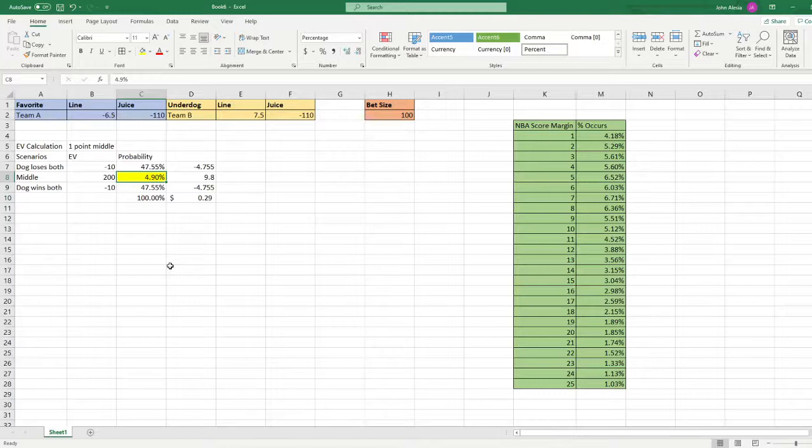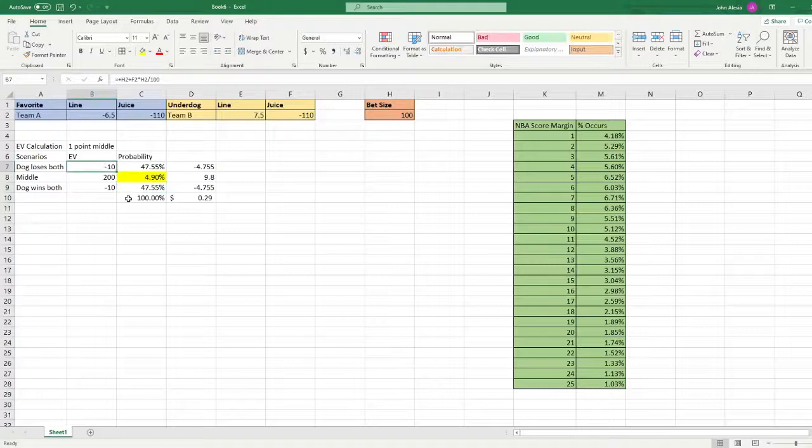But I just want to show you the mechanics on how to actually do the calculation. So if you agree that 4.9% of the time we're going to hit a middle, then the calculation is simple. We know that 4.9% of the time we hit a middle, it's approximately 5%. So we've got 95.1% of the time we're going to either have the dog lose both bets or the dog win both. In other words, we split. So 47.55% of the time we split on the dog losing both, and 47.55% of the time we split on the dog winning both. So 47.55% multiplied by the 10 gives us minus 4.755.